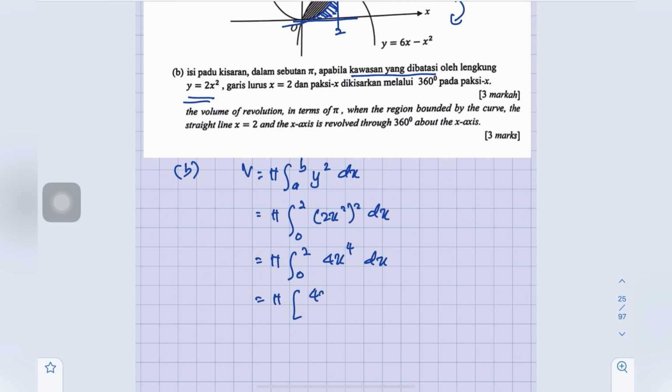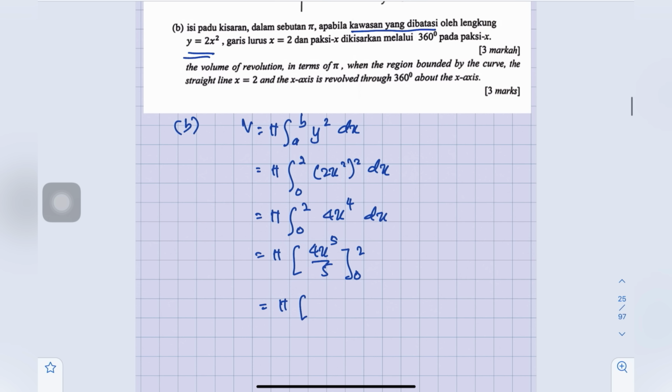Okay, it becomes 4x to the power of 5 over 5, from 0 to 2. So then we substitute the upper limit: 4 over 5 times 2 cubed, to the power of 5. Okay, minus 4 over 5 times 0 to the power of 5. The 0 also must be calculated. So the answer will be 128 pi over 5 unit cube.